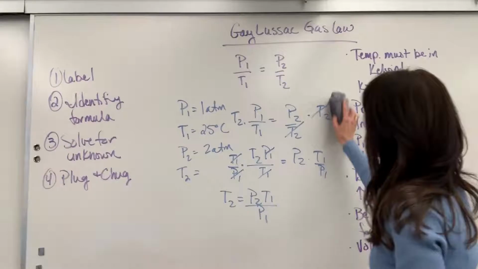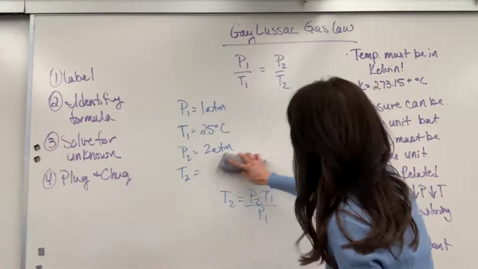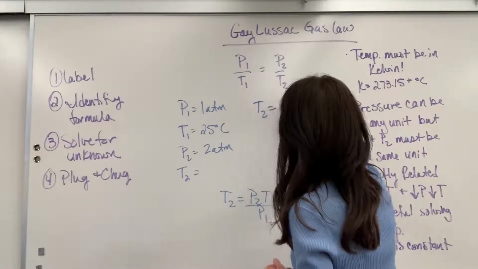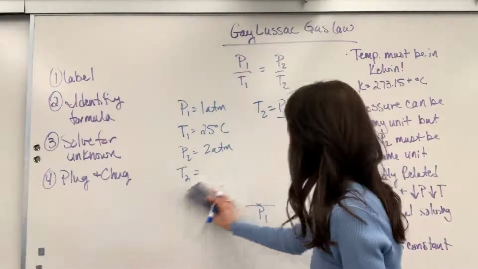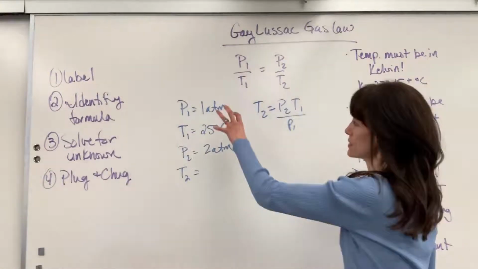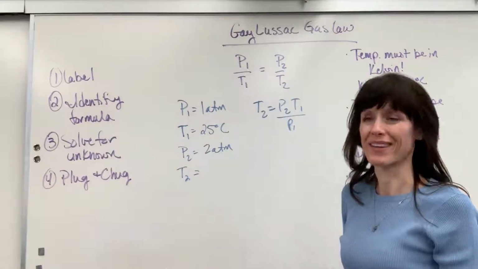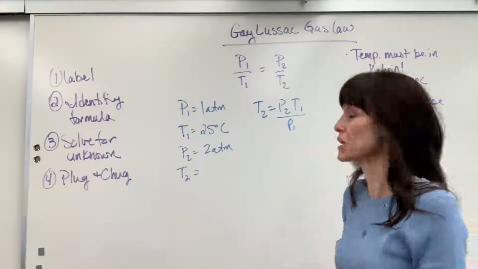I'm going to erase all this. I know that looks like a lot. So let's erase that. You got to see it. I'll rewrite this up here so it's nice and clean. P2 T1 divided by P1. Now plug and chug, meaning I'm going to plug the numbers in for the variables and then just put it in my calculator. Always include your units. The units will confirm if you did it correctly.